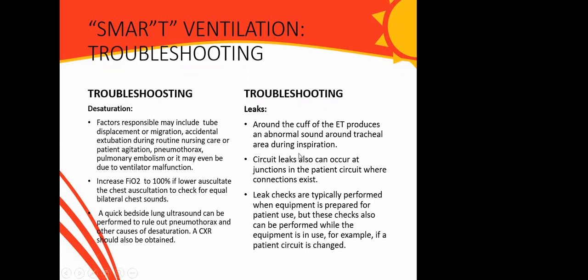Now, leaks can occur around the cuff of your endotracheal tube or your tracheostomy tube. There could be leaks around the circuits and all that. You want to ensure that there are no leaks. How do you know there are leaks? When you have very low airway pressure and the chest is not rising adequately. You want to check all your connections to be sure that there are no leaks.